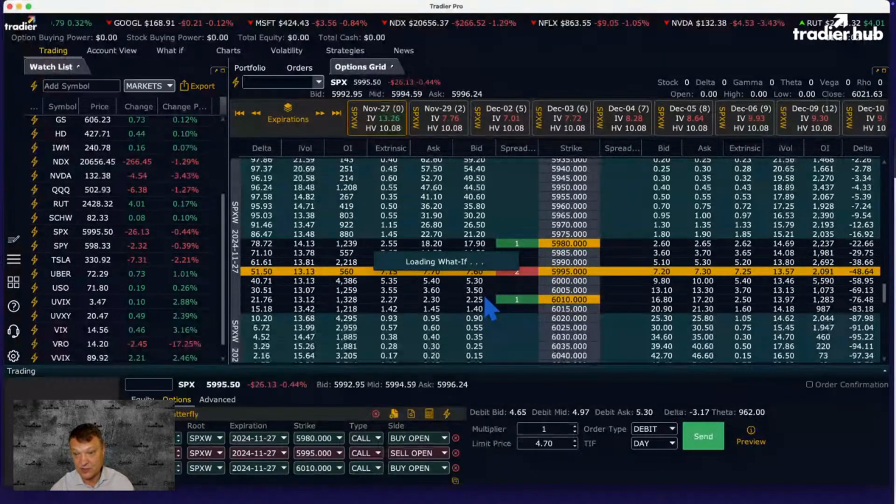I do like this trade today, though, and I will put this on in my account and have something to watch going into the end of the day.